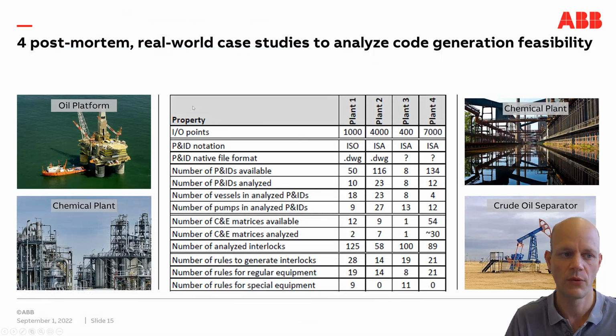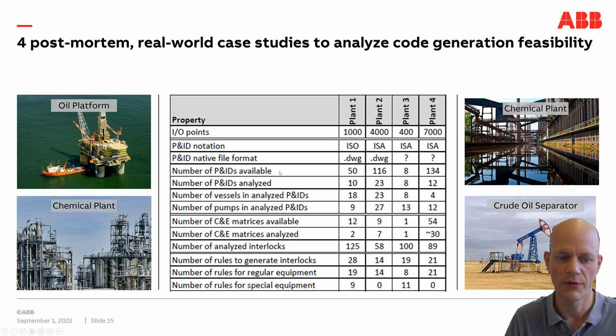Yeah, we executed 4 post-mortem real-world case studies to analyze how far we can get with this code generation. We had inputs from an oil platform, a chemical plant, another chemical plant, and then a crude oil separator. These were plants that had between 400 and 7,000 I/O points. We had a number of P&IDs available, so these piping and instrumentation diagrams, 8 for one of the plants, but then up to 134 for another plant.